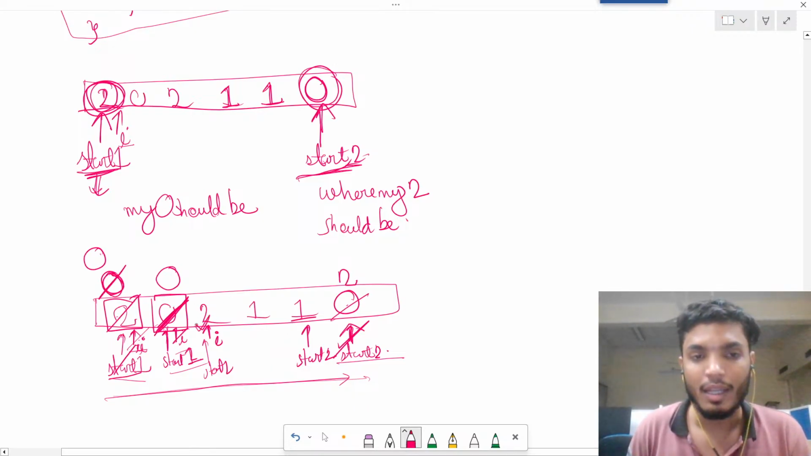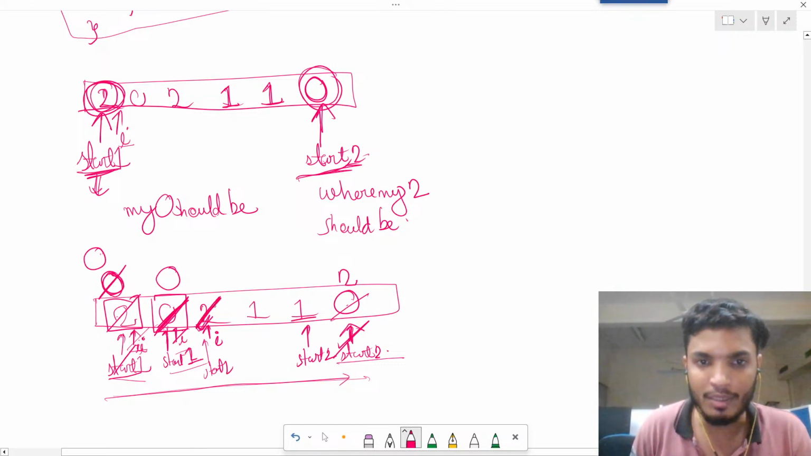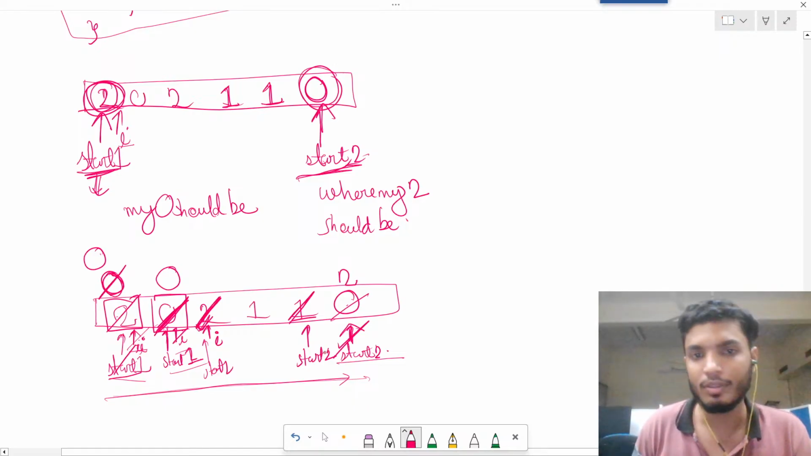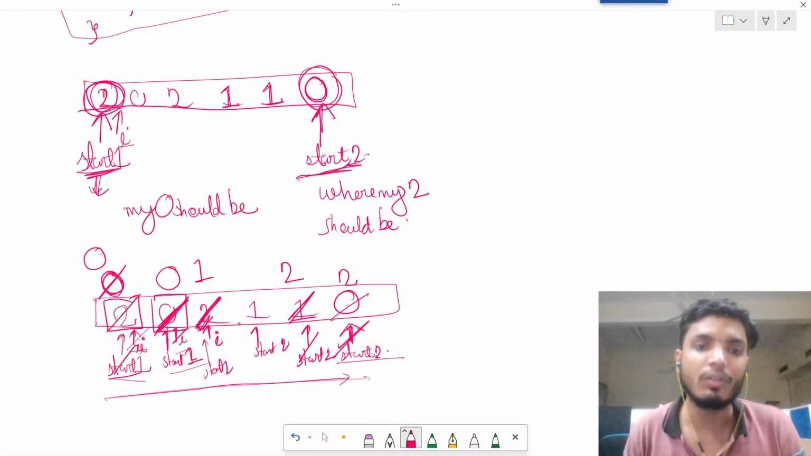But this is 2. As it is 2, I need to swap this 2 with the start 2 position, because start 2 indicates where my 2 should be. This will be 1, this will be 2. And then start 2 will decrease. But will I increase? No, I will not increase.